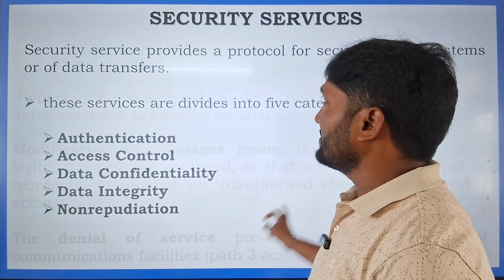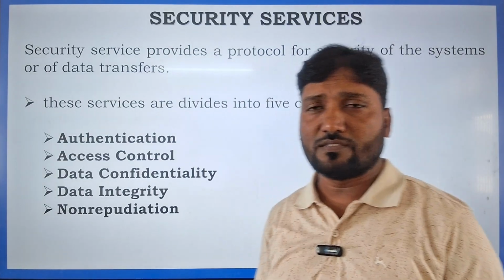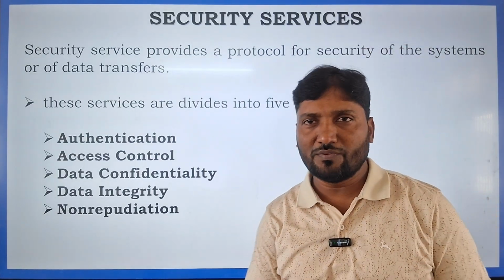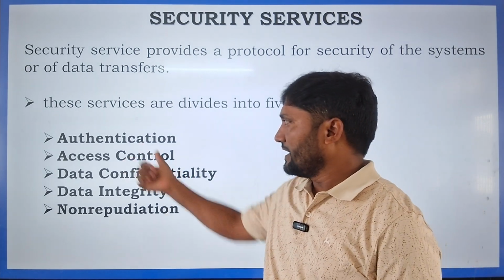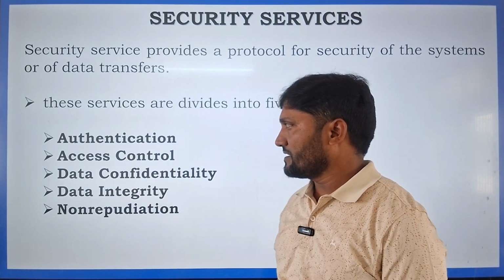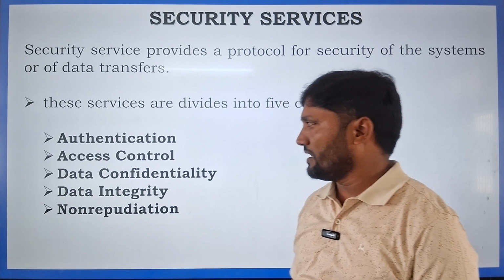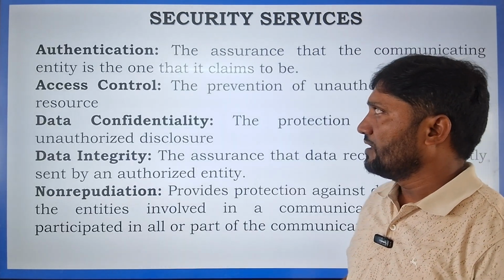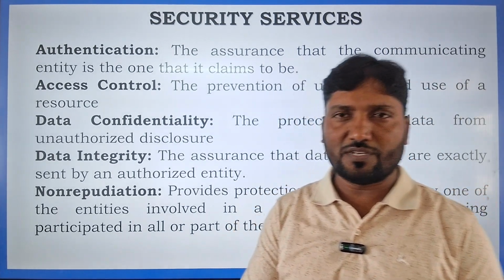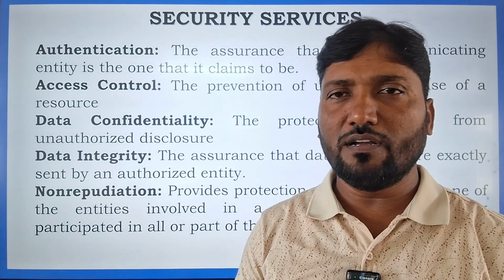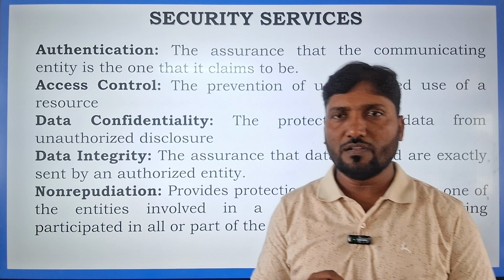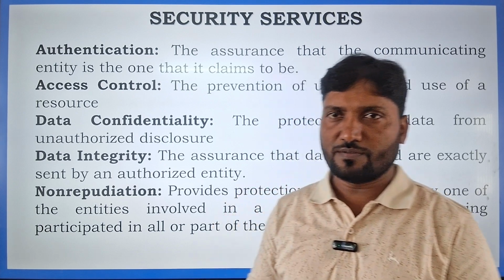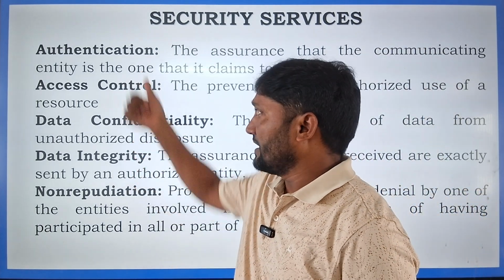And the second one is, what are the security services? Totally there are 5 security services. One is authentication, the second is access control, the third is data confidentiality, then data integrity and non-repudiation. So now, what is authentication? Authentication is identification to identify the trusted users. Authentication means only identification to trust the users. That is called authentication.